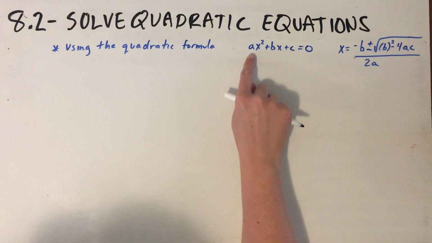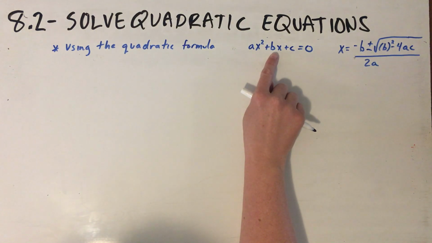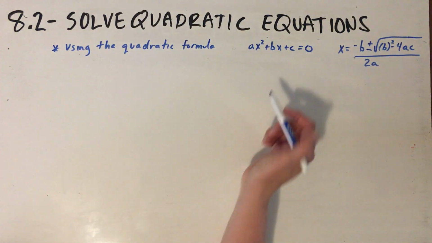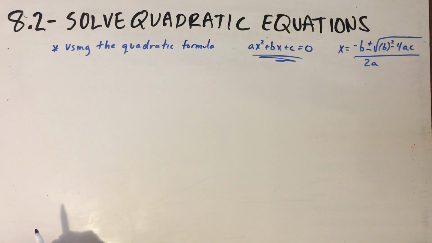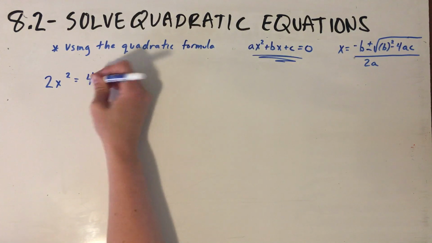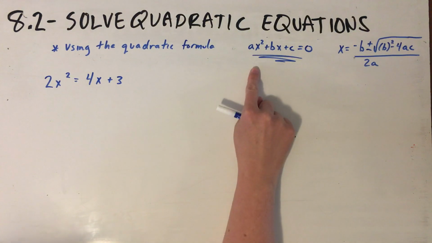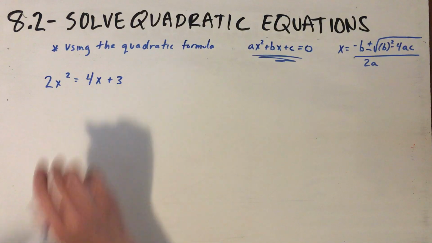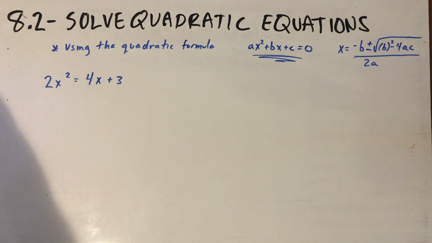Each of these represents the coefficients here. The coefficient of the squared term is a, the coefficient of the variable to the first power is b, and the constant is the value c. So when you're identifying a, b, and c, you need to put the equation in this format. For instance, if you were given the problem 2x squared is equal to 4x plus 3, this is not in this format. So in order to identify a, b, and c for the quadratic equation, you need to put everything equal to 0. We want to keep the coefficient of the x squared term positive.